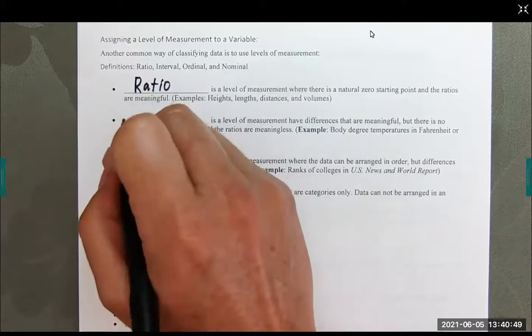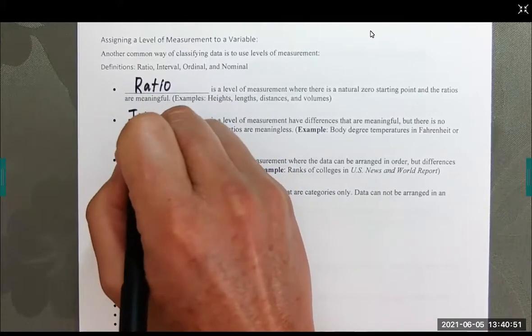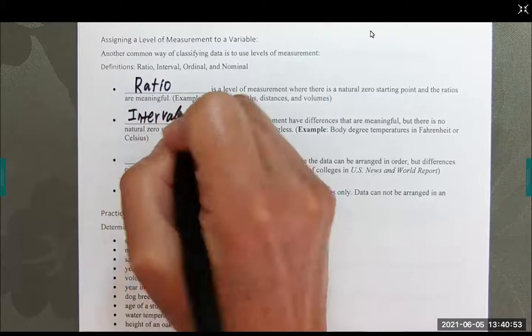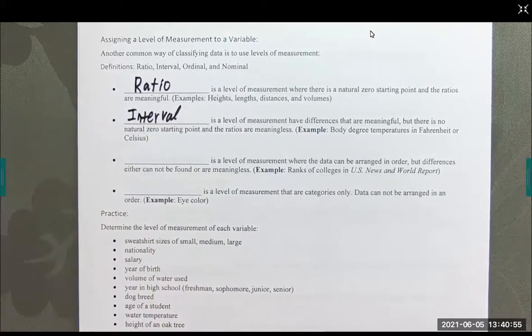Next up, we have interval. It is a level of measurement where differences are meaningful, but there's no natural zero starting point. So a good one is like temperature when we're talking about Fahrenheit or Celsius. Kelvin would be ratio, actually.